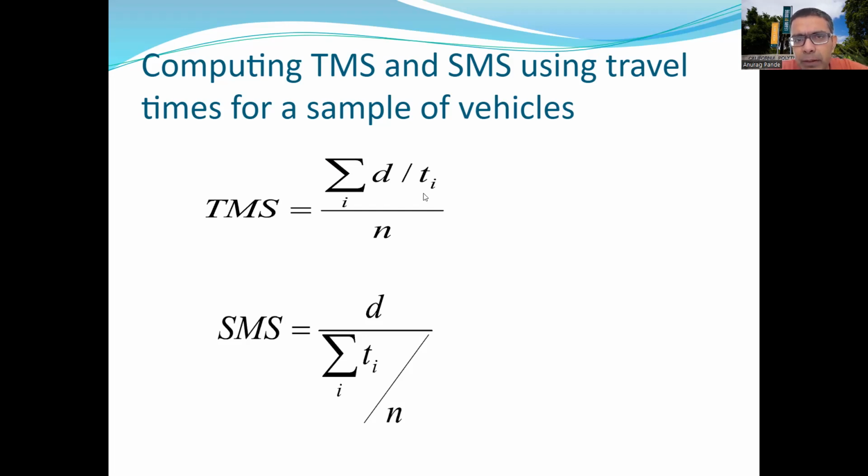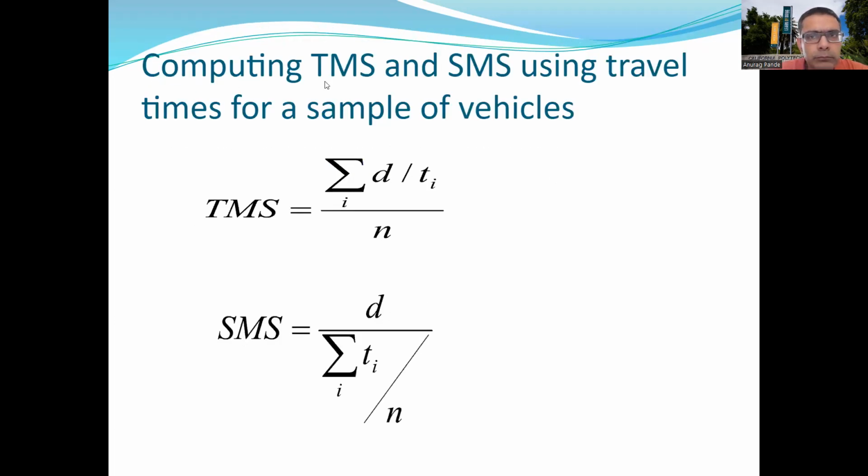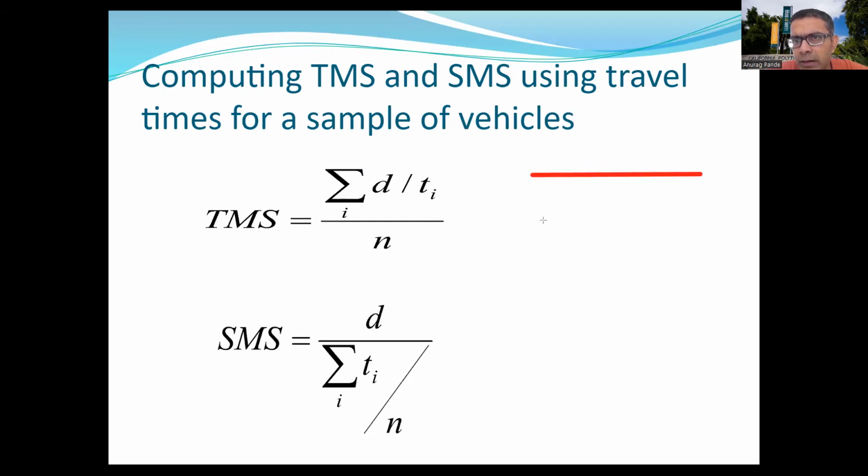So if you are looking at this formula right here, let's say I'm drawing a segment of the road. So if you have a segment of the road, and let's say it's a road segment where all vehicles are moving in the same direction. So all vehicles are moving in this direction, okay? So all traffic is going in this direction. And this is, let's say, a 1 mile segment.